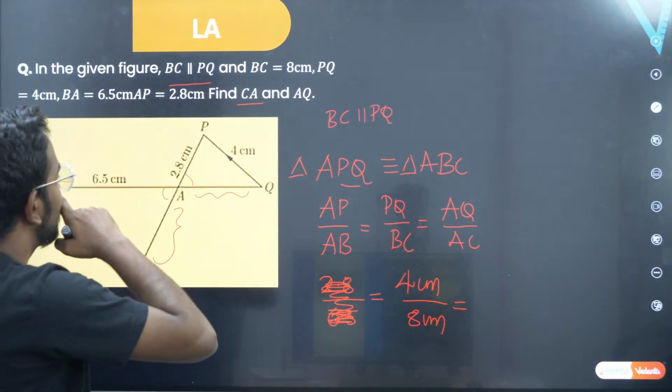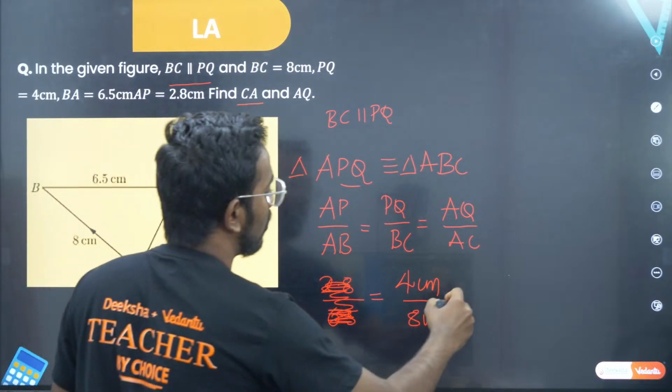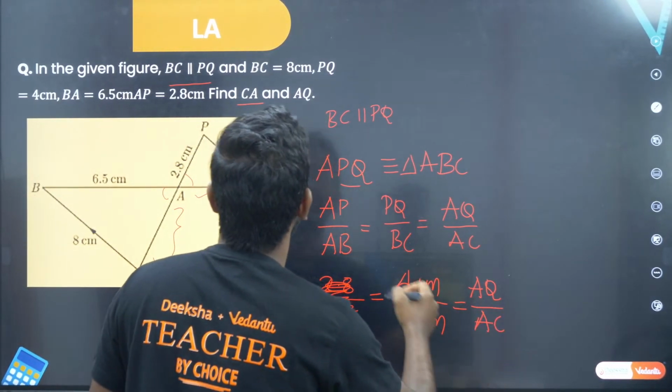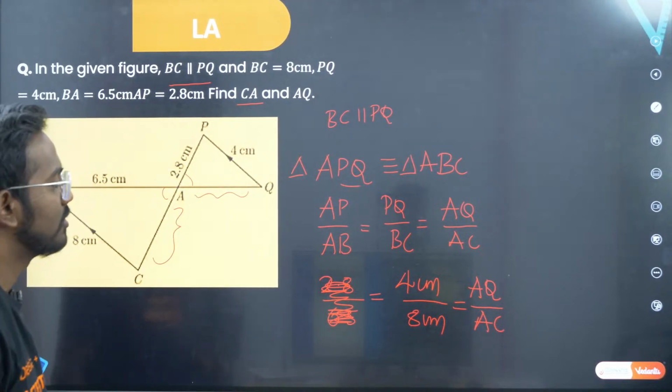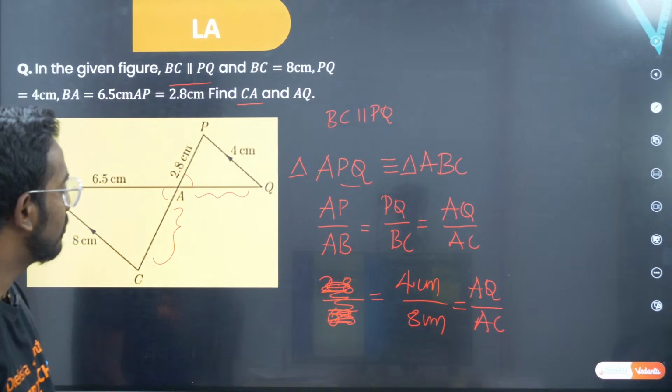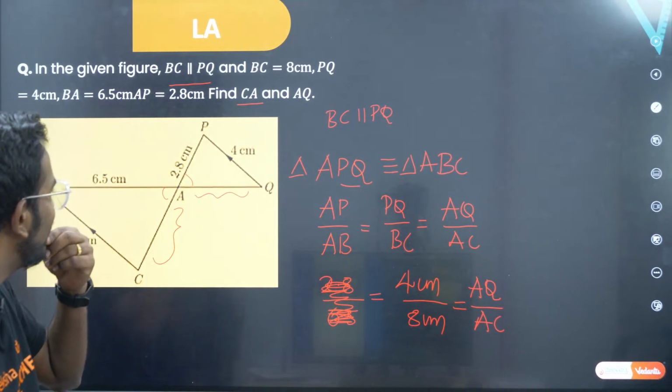AQ by AC. What is AQ? Sir, AQ is not known by AC. So that is what we are supposed to find. So their ratio should be half as well. That should be 2/8 by 6.5. How do you find AQ from this?